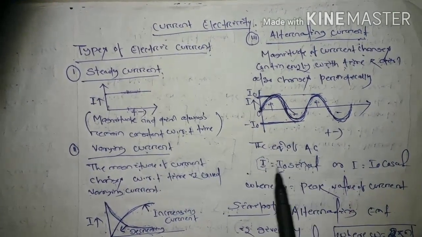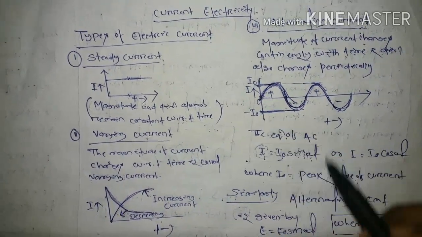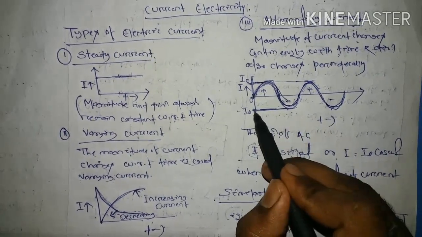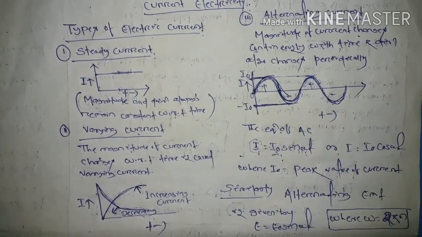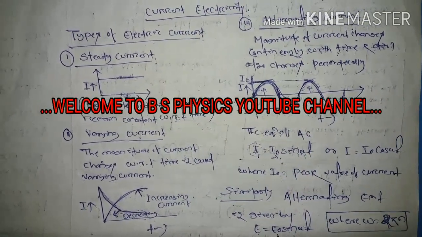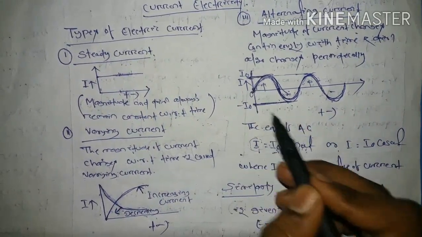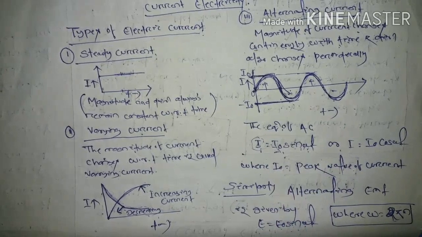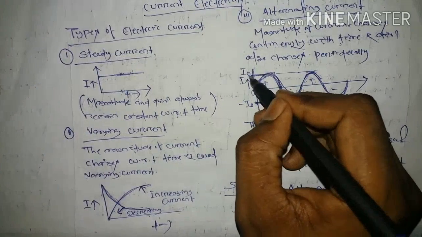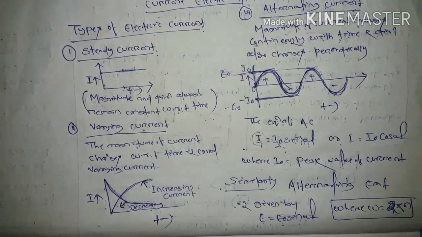And the equation of AC: I is equal to I naught sin omega t, where I is the instantaneous value of current and I0 is the peak value of current. This is the maximum peak and this is the minimum peak. Similarly, for alternating voltage, the equation is given by E is equal to E naught sin omega t. This is the maximum E naught, this is the minimum, where E naught is known as the peak value of voltage. This point is E naught, this is minus E naught, the negative peak.